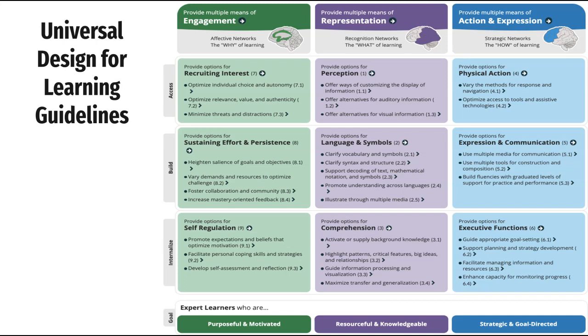We're now ready to continue with a deeper dive into universal design for learning with the guidelines that are put together by CAST. So universal design for learning is divided into three areas: multiple means of engagement, multiple means of representation, and multiple means of action and expression. So here I have a screenshot of the UDL guidelines.